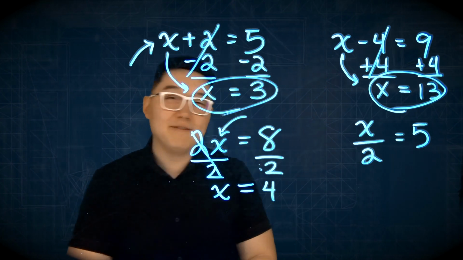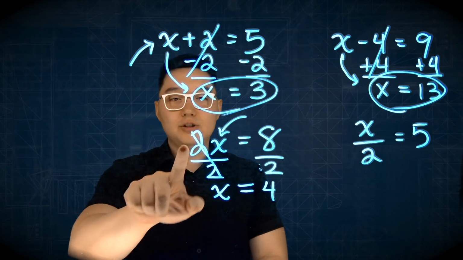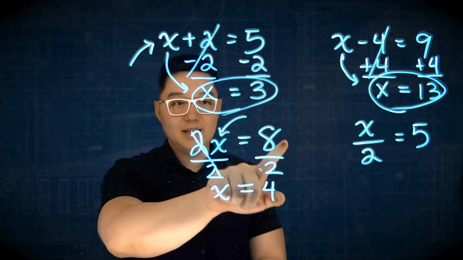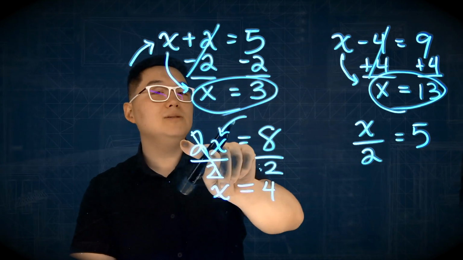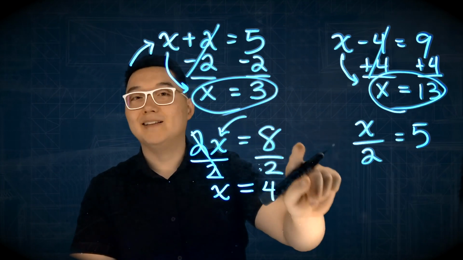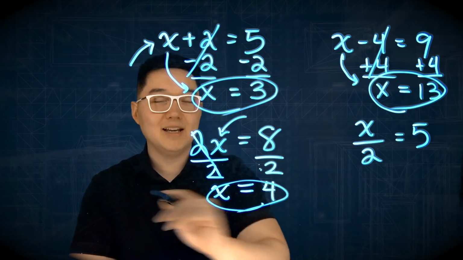Now let's double check if that actually makes sense. 2 times some number gives us 8. So what is that number? Has to be 4, because 2 times 4 is in fact 8. So the solution is now 4.